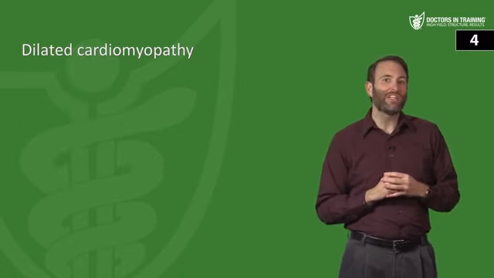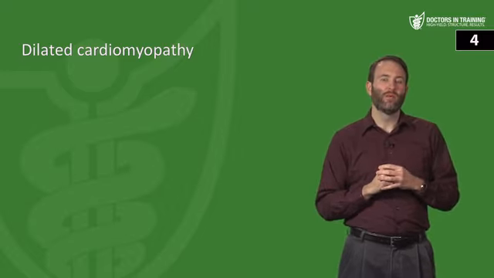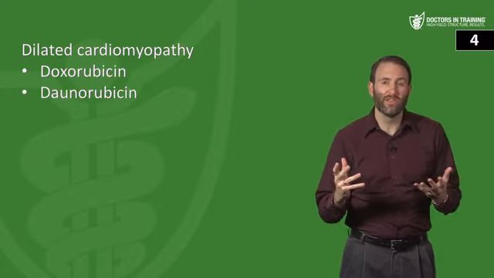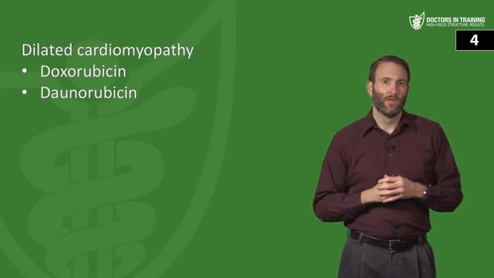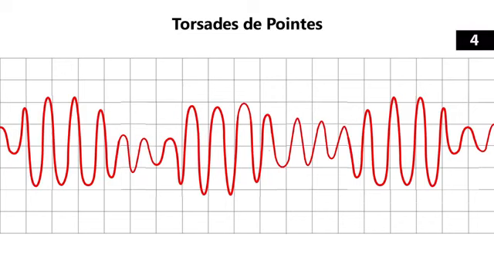Next, we have dilated cardiomyopathy. So this is potentially associated with doxorubicin and daunorubicin. So these are anti-cancer drugs. Next, we have torsades de pointes. So this is a twisting of the points, that sinusoidal wave pattern that you can see on your ECG.